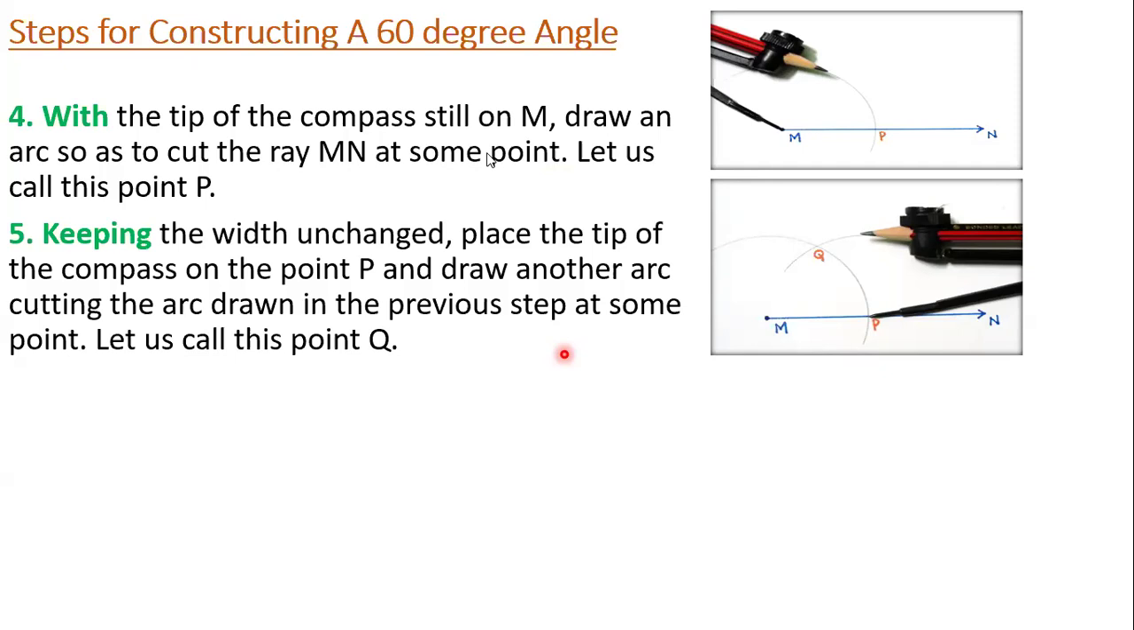Keeping the width unchanged. Place the tip of the compass on the point P and draw another arc, cutting the arc drawn in the previous step at some point. Let us call this point Q. Very good. And does someone have a question?